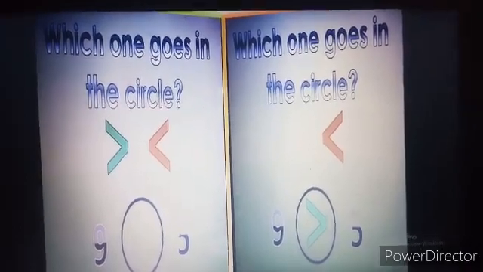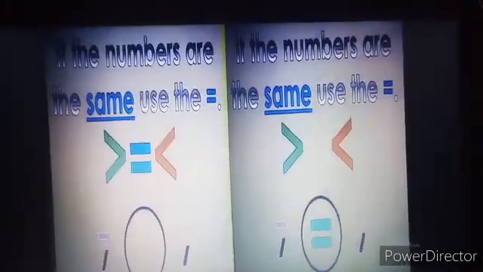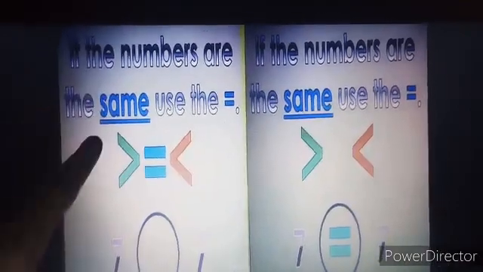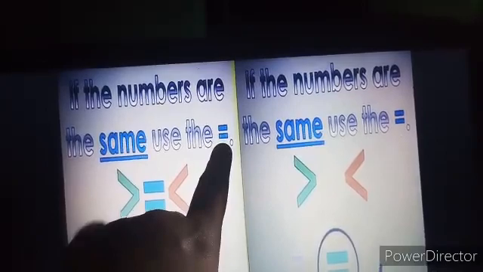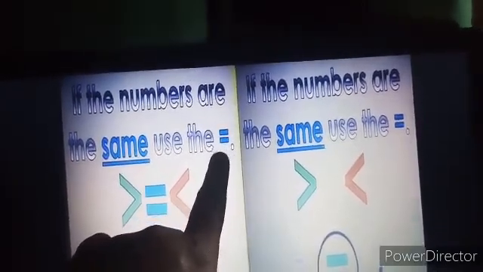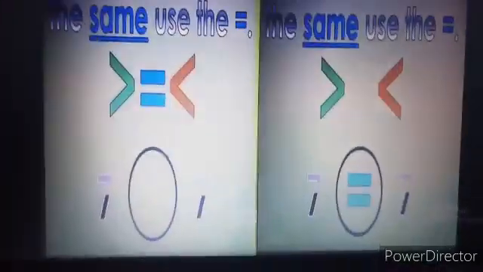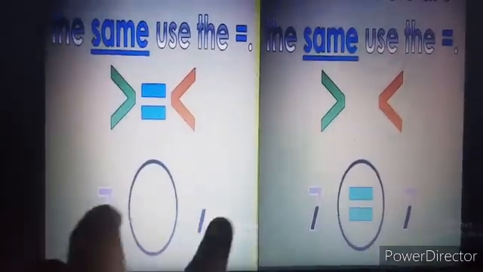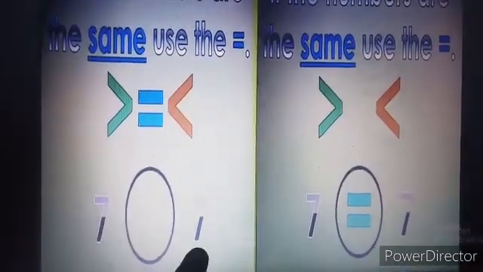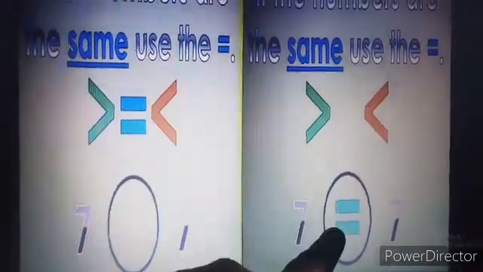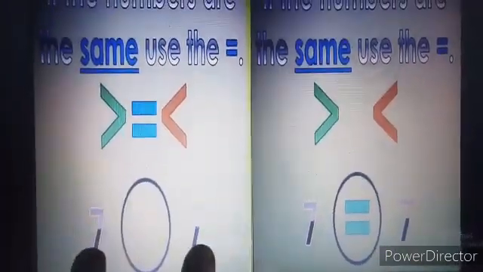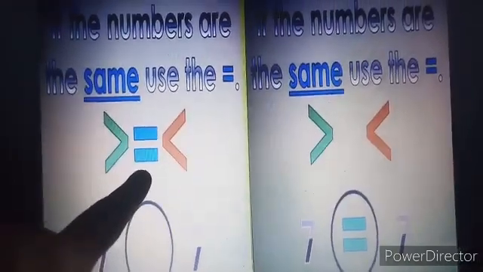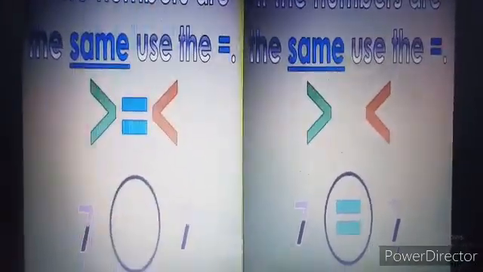Now let's move to see equal to. If the numbers are same, use the symbol this equal to. This symbol we used to say equal to. Understood? So see, here the same numbers are given, 7 and 7. Then what symbol you will use? This equal to symbol you will use. Understood? If you will see the same numbers given, then you will use the equal to sign here. Understood?